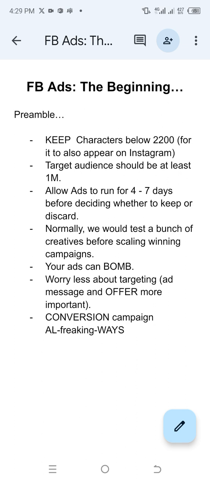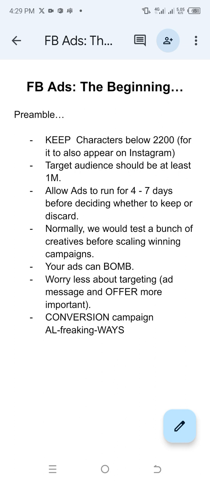Because now what's going to happen is that Facebook can now understand who this ad is perfect for, and then they'll start showing it more to those kind of people. Okay, so that's something that is very important for you to take cognizance of.